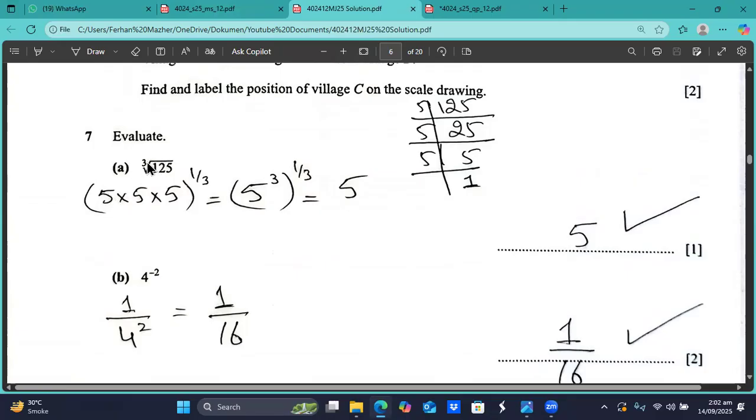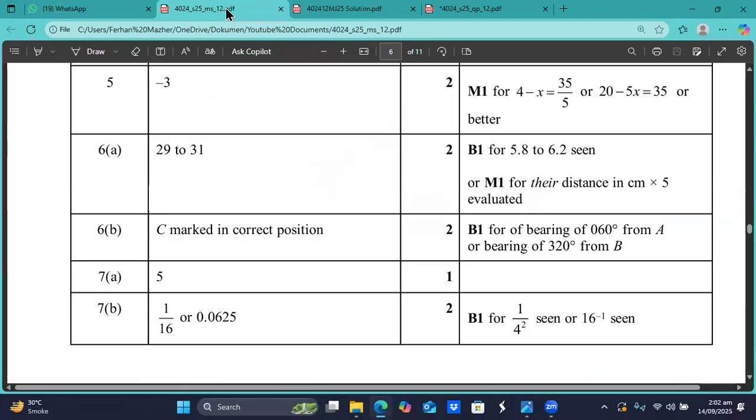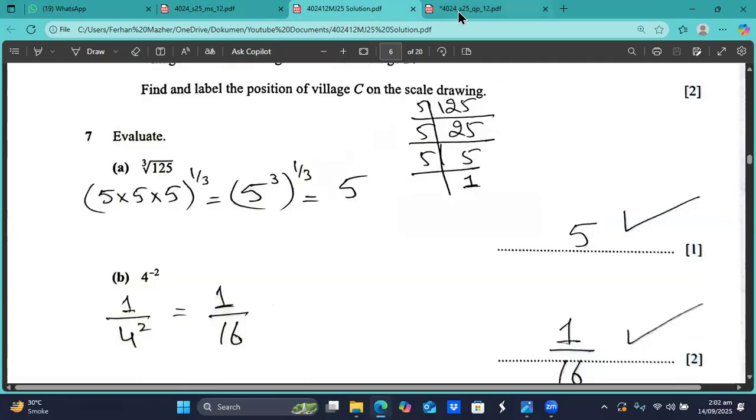In the index form, I can write it raised to power 1 by 3. Third root means raised to power 1 by 3. So 5 into 5 into 5. So this is 5 raised to power 3 and raised to power 1 by 3. The power of the power multiplies with each other. So when the 3 and 1 by 3 multiply with each other, 3 and 3 will be cancelled. So 5 raised to power 1. So that is 5. So A part, 5 is the right answer. This is how we do it.